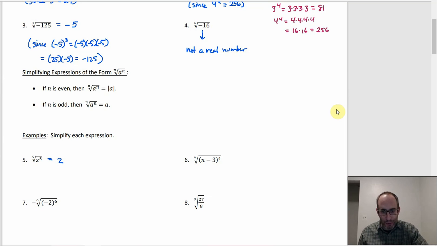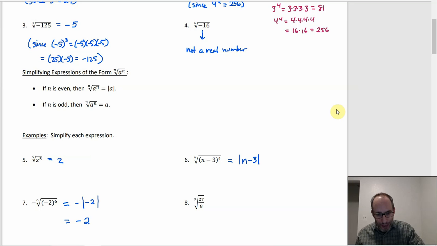Number 6, 4th root of n minus 3 to the 4th, so we need the absolute value. So absolute value of n minus 3. Number 7, that negative is actually out front. So that's going to be the negation of the absolute value of negative 2. But the absolute value of negative 2 is 2, so that's really just negative 2.